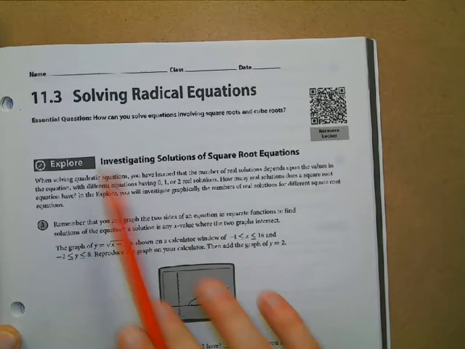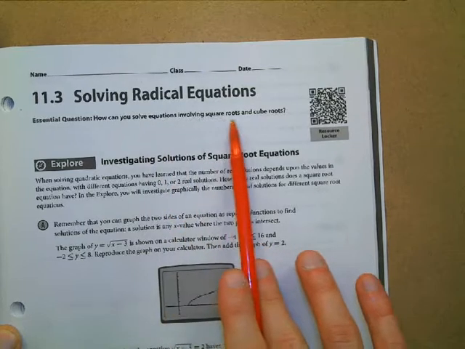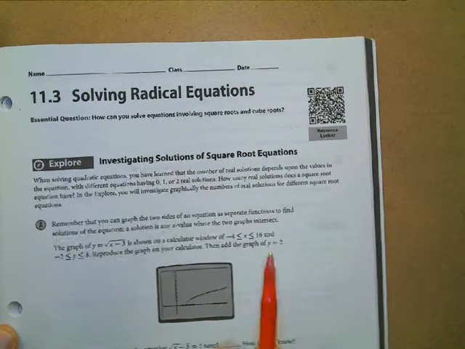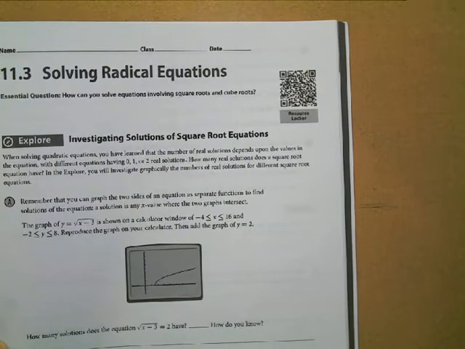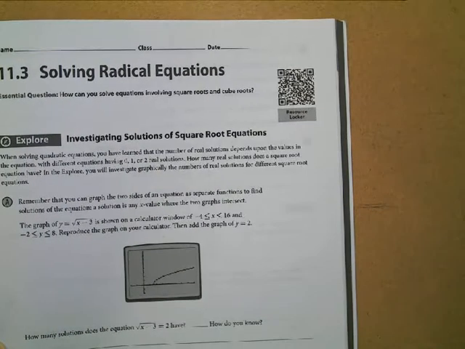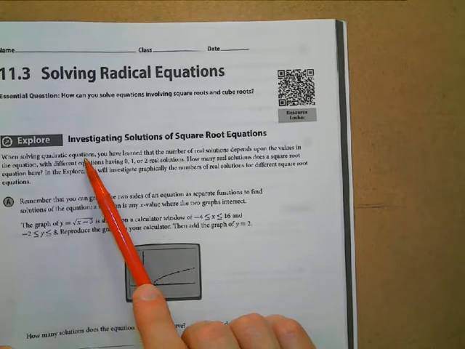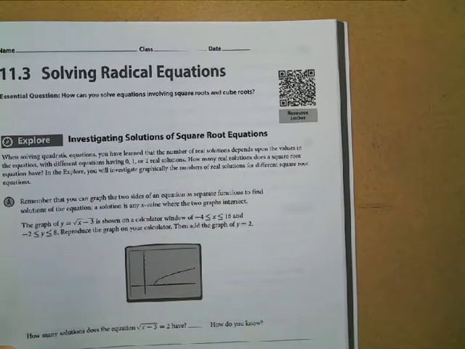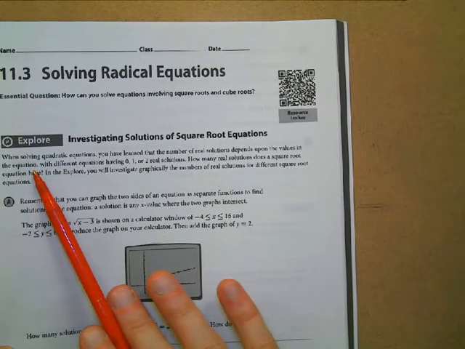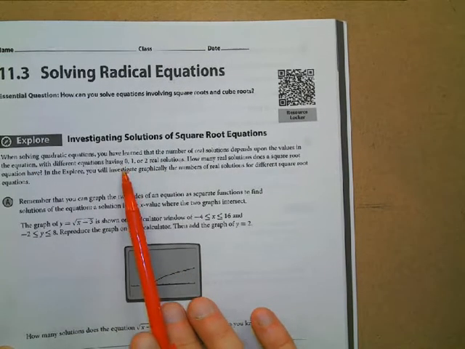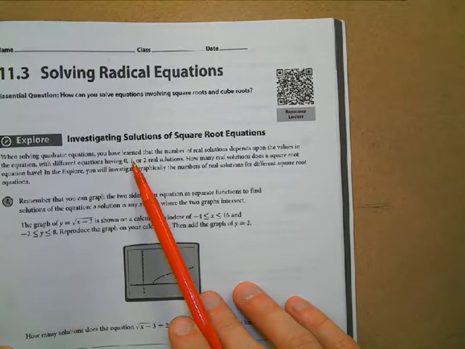Okay. So when solving quadratic equations, right, the stuff with parabolas, remember we learned that the number of real solutions depends on the values in the equation. Some equations had 0 solutions, right, like the line and the quadratic never intersected. Some had just one solution where they just touched, and some had 2 solutions where the line would go through the quadratic. And how many real solutions does a square root equation have? So we'll investigate graphically the number of real solutions for different square root equations.